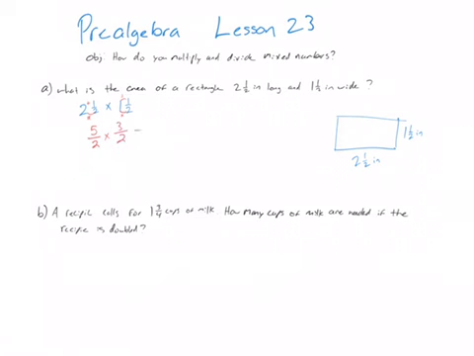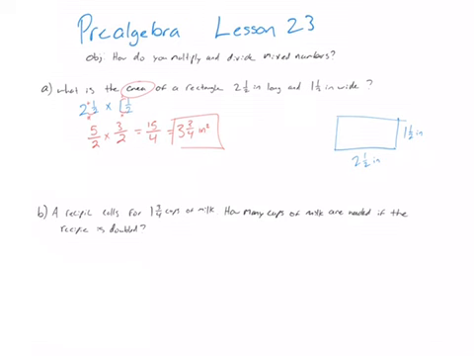And then multiply. 5 times 3 is 15, 2 times 2 is 4. So let's convert that back into a mixed number. 4 goes into 15 three times, with 3 left over, 3 3/4. And my units would be inches squared because I'm talking about area. So 3 3/4 square inches.